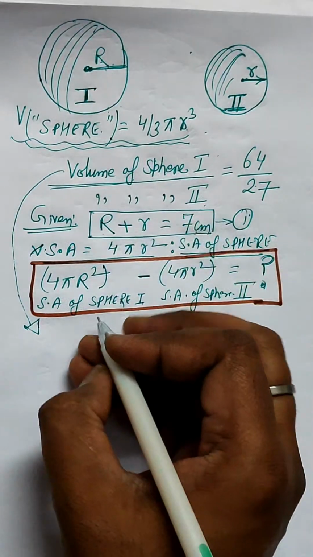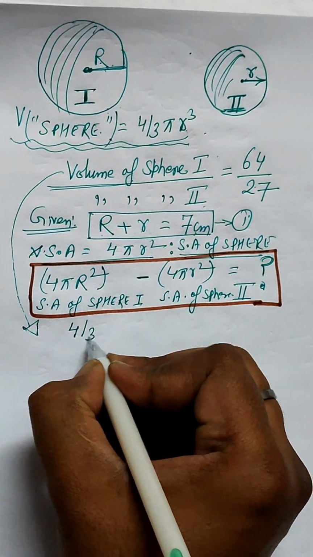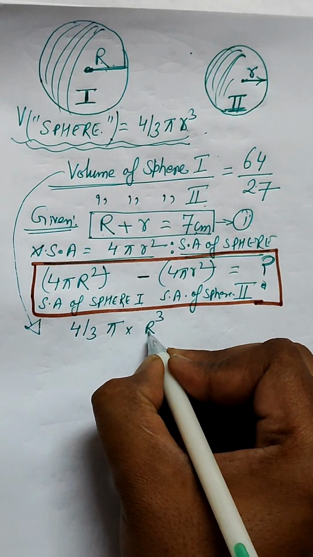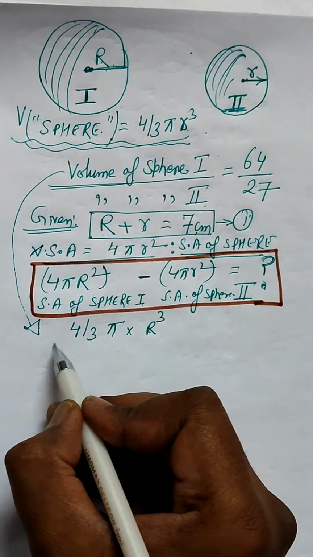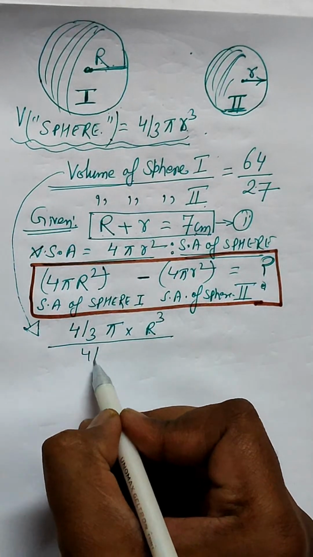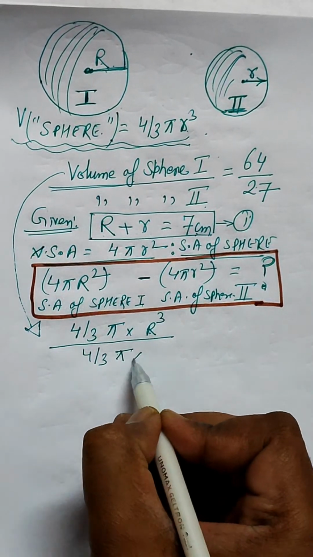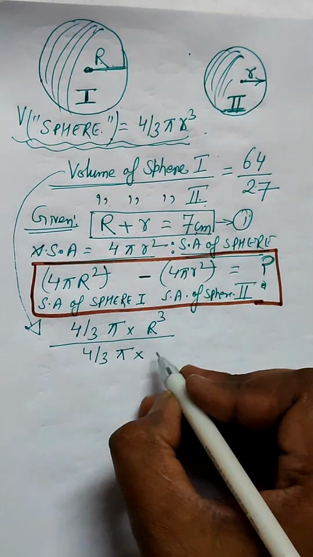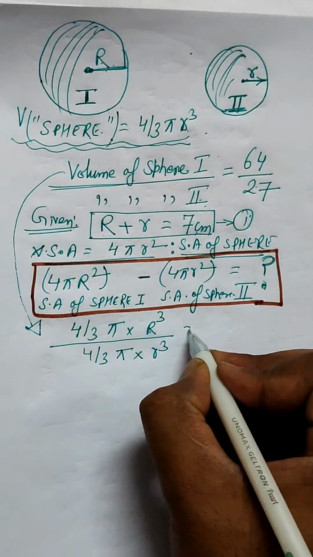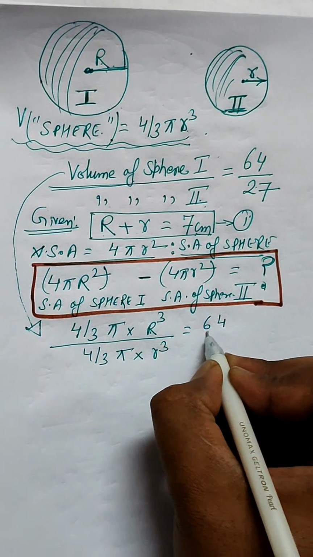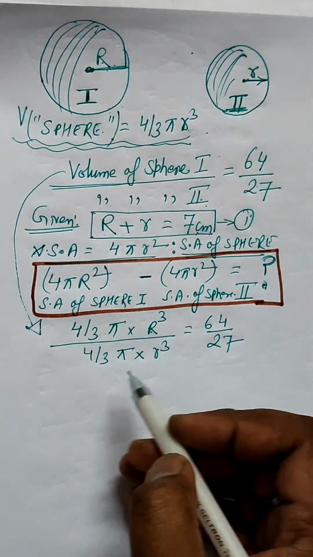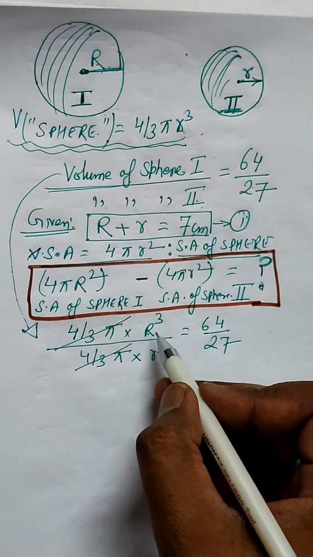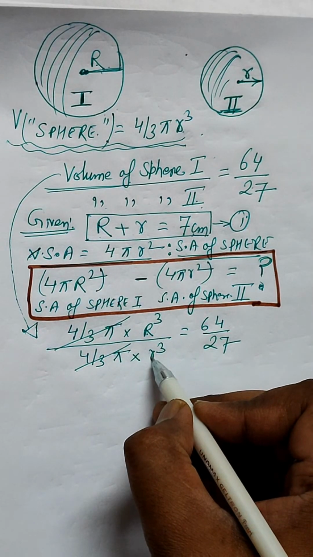That is, the volume of sphere 1 will be equal to 4 by 3 pi into r cube, here r will be capital R, mark it, divided by 4 by 3 into pi into small r cube, because the volume of sphere 2 is in the denominator. This is given to you as equal to 64 by 27. Now solve it. 4 by 3 pi and 4 by 3 pi will cancel out, and we are left with R cube by small r cube, right?